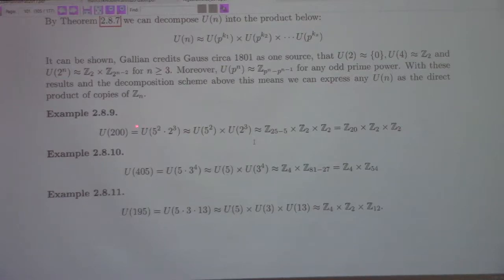So the group of units of 5 squared times 2 cubed is isomorphic to the direct product of this and that. But by this guy right here, this is just Z20. And the U of 2 cubed, well, that's the Klein 4 group. We've actually seen that explicitly in here already. We don't need Gauss for that. We already know that.